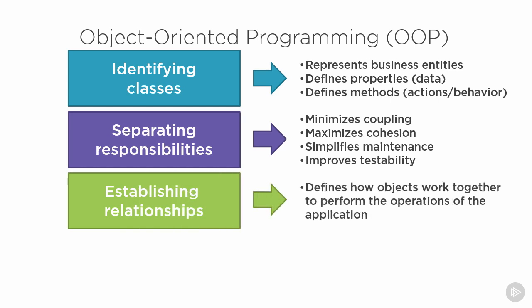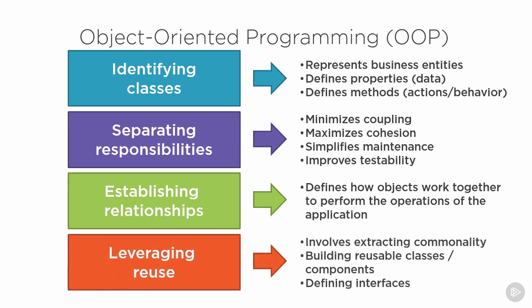No class is an island, so the next step is to look at relationships. The relationships between the classes define how the objects created from those classes work together to perform the operations of the application. Leverage reuse wherever possible.